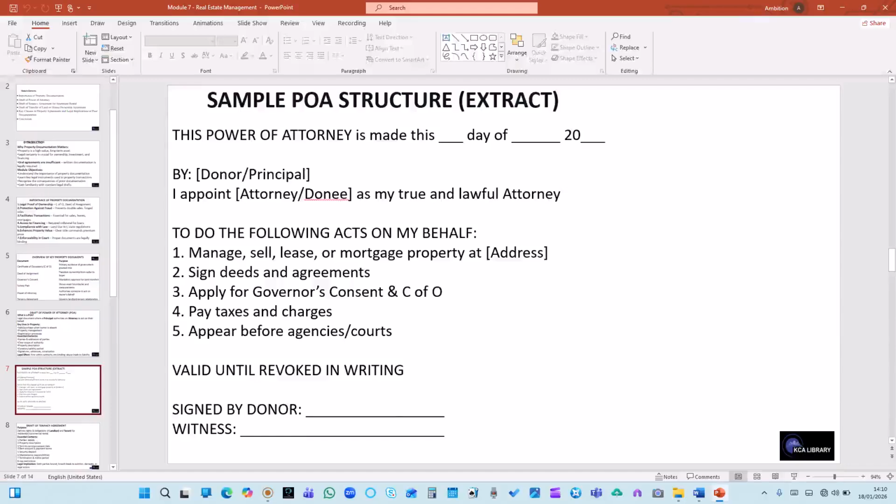I appoint the donee, you put the name of the donee, as my true and lawful attorney to do the following acts on my behalf: manage, sell, lease, or mortgage property at, you now put the address, sign deeds and agreements, apply for governor's consent and C of O, pay taxes and charges, appear before agencies or court. Valid until revoked in writing, signed by the donor. The principal will now sign, and then the witness will sign. So this is a sample of power of attorney.